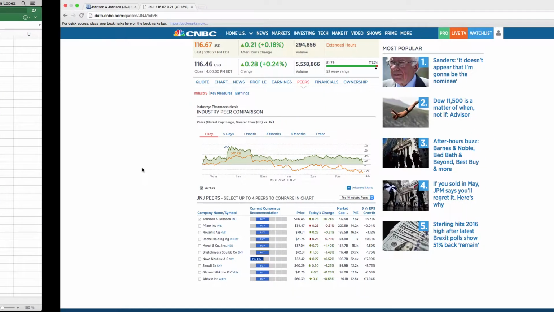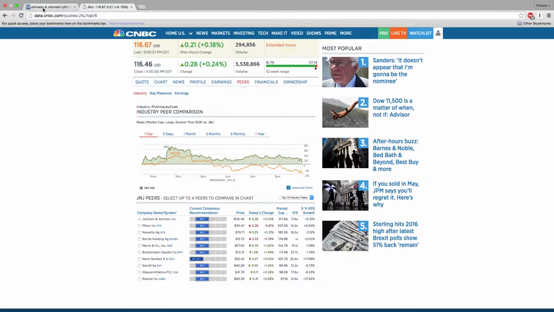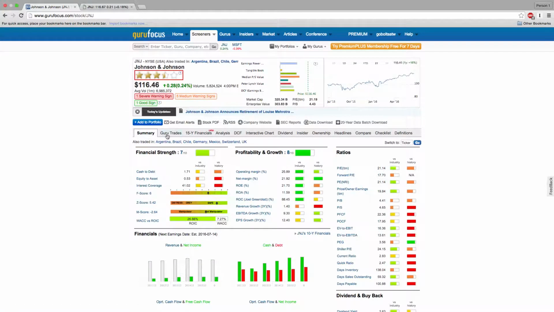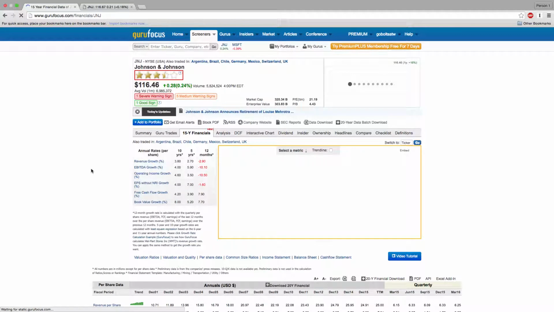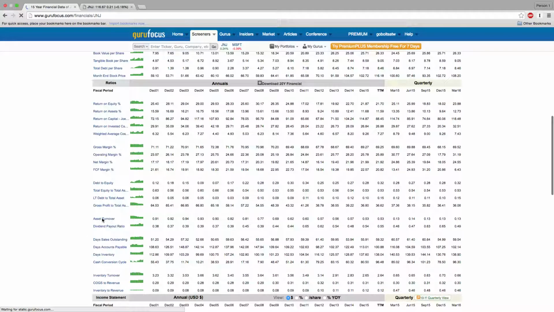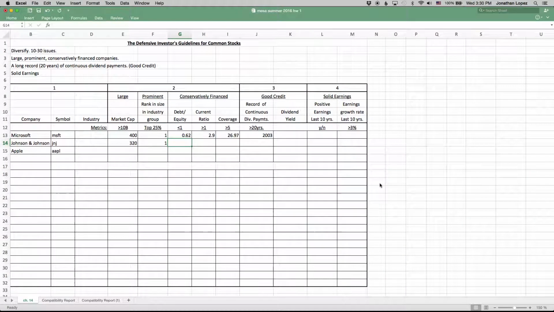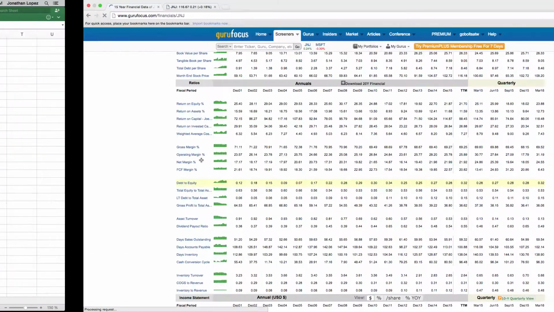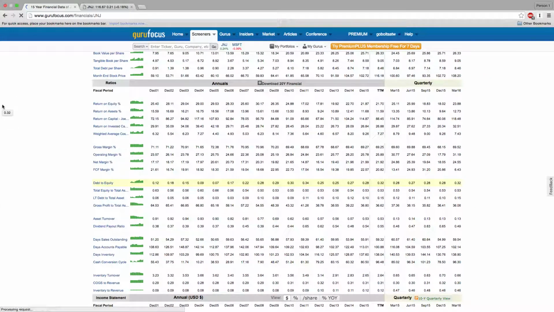Let's see if they're conservatively financed. Go back to Guru Focus. Go to 15-year financials. And we're looking for their debt to equity ratio, so scroll down. Under ratios, you see debt to equity. We want the trailing 12 months, 0.32. Current ratio, back to Guru Focus, back up.